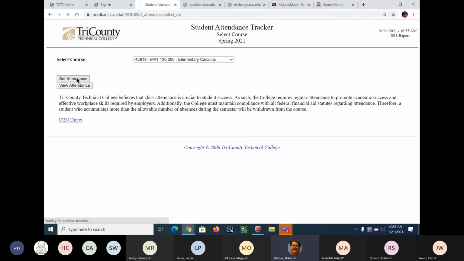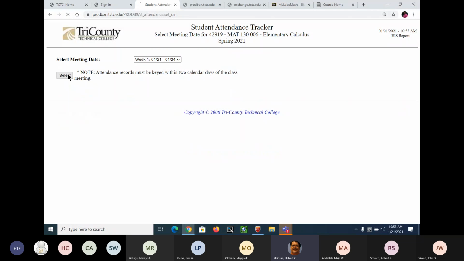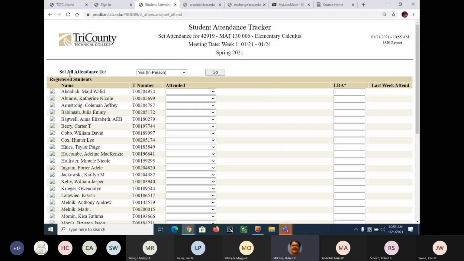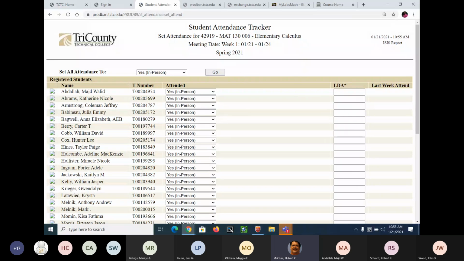130. I was showing y'all that I can see who's here. That's the good thing about these virtual classes. I only have to take roll one day a week. So this is going to be the day for this. Let me go to the top. Abdallah, Abrams, Armstrong. Babanal, Bagwell, Berry. Cobb and Cox. So let me move down.